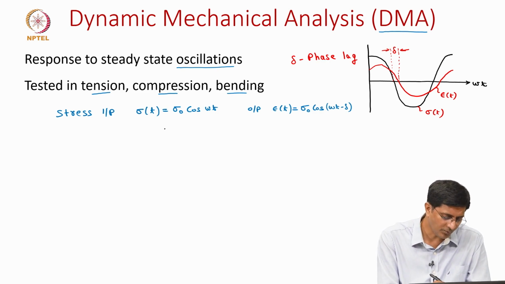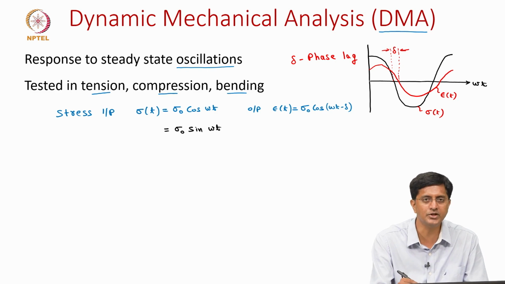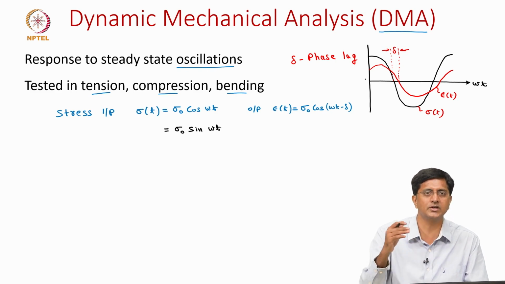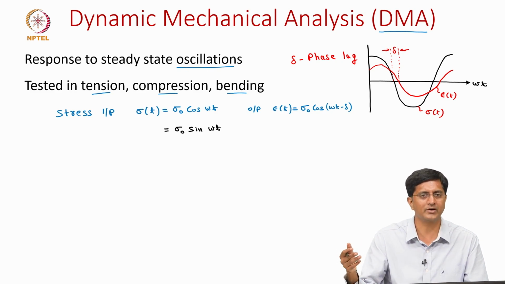There is another possibility we can write for the stress input, which is sigma naught times sine omega t, meaning at time t equal to 0 the input is 0 and it keeps increasing and reaches the maximum value and comes back to negative and then back to 0.